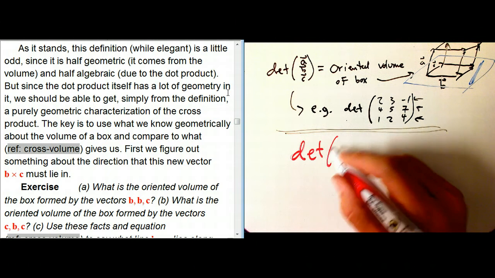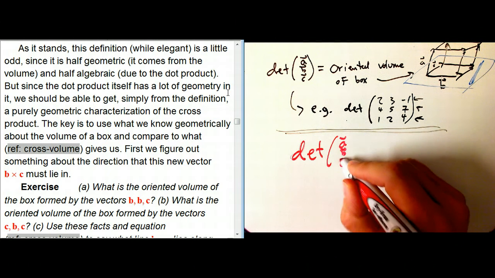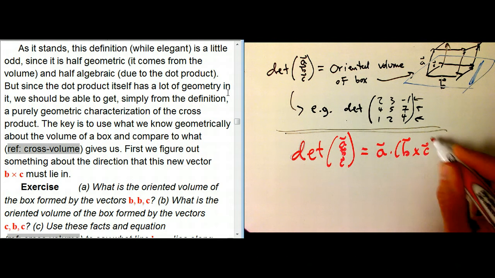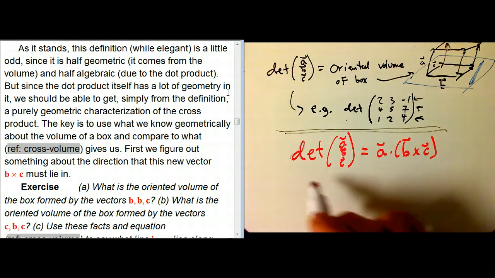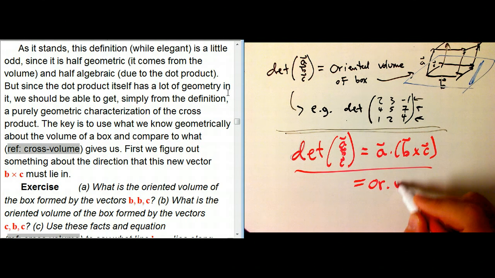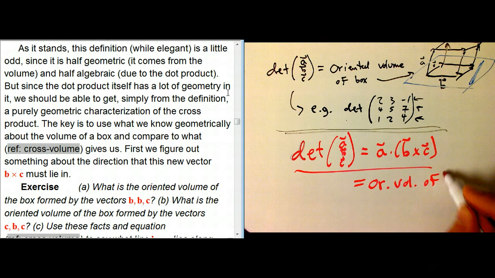The determinant, which we know is oriented volume, is this guy. It's a little bit of a weird definition, but it's an incredibly nice property to have. And so this is the same thing as the oriented volume of the box. And we want to go through what we can get out of that.